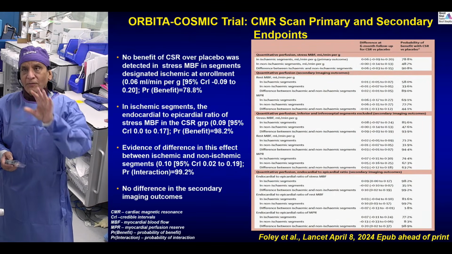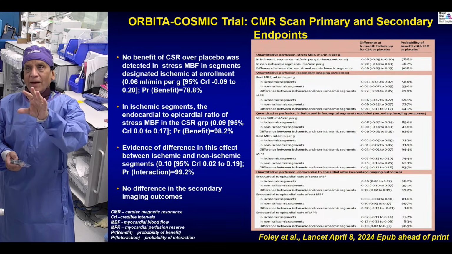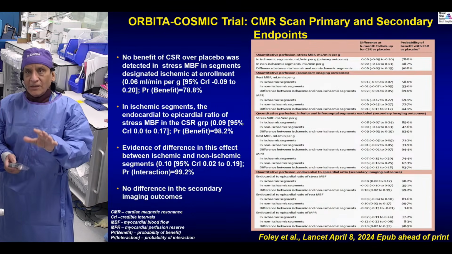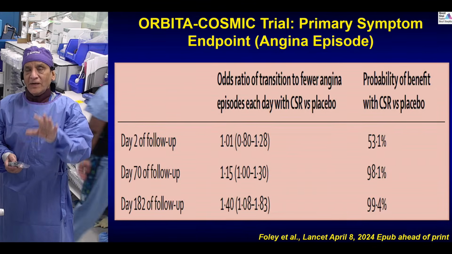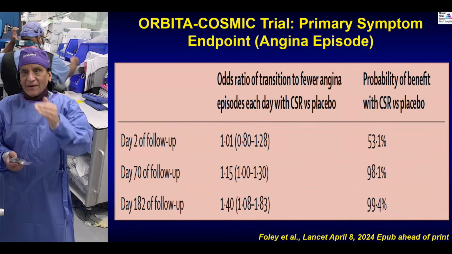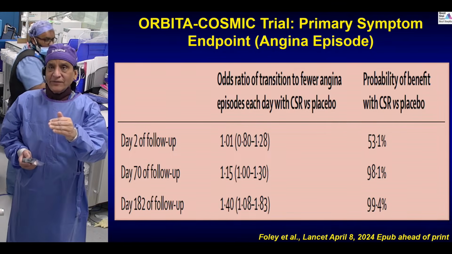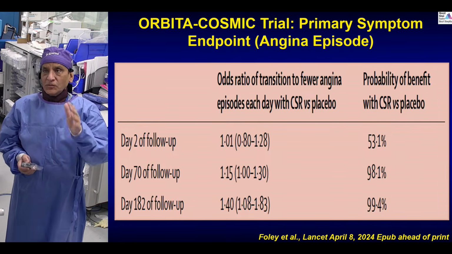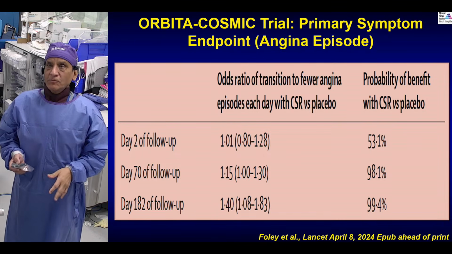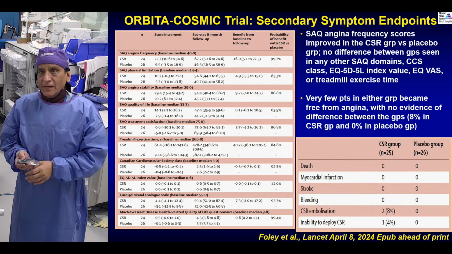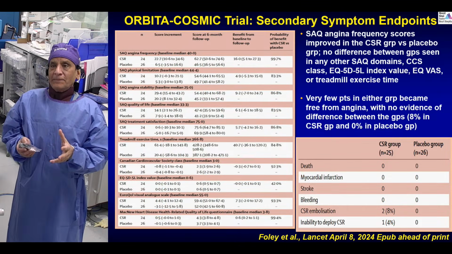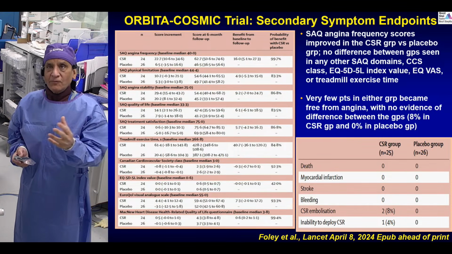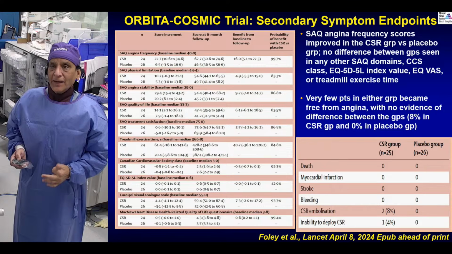So yes, while the individual endpoint of the CMR in terms of blood flow and other secondary imaging outcomes were not different, what was different was the anginal episodes, which started improving after 2 days and got better at 6 months, with a significant reduction in angina episodes in the CSR patients compared to placebo. So angina episodes decreased, but there is no clear mechanism why it happened. It definitely is not because of the redistribution of blood flow, as shown by CMR in this study.